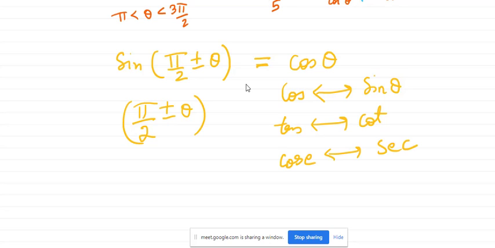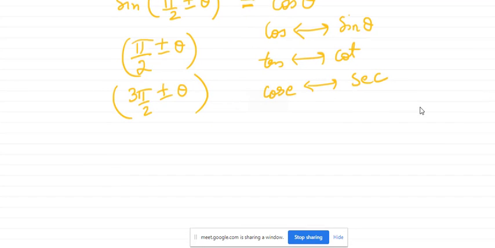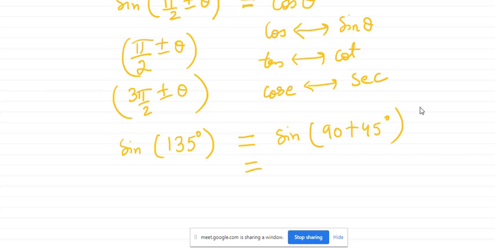Also for 3 pi by 2 plus or minus theta, this thing. I'll give you an example. Let's say you are finding the angle 135. Right now I'm not using pi, so that you will understand it better. I'll also give an example with pi in radians. Here, 135 you can write as 90 plus 45, so the sine will change to cos, so it will be cos 45.